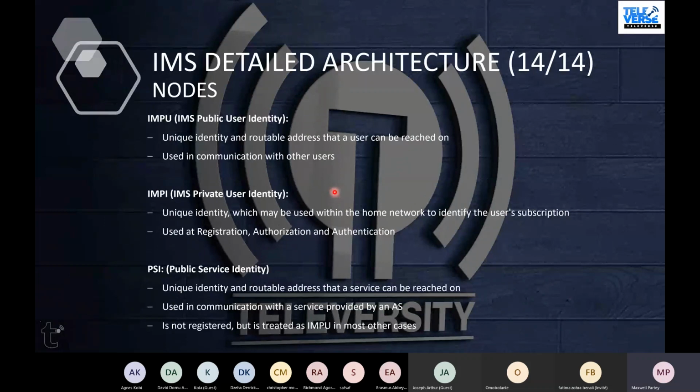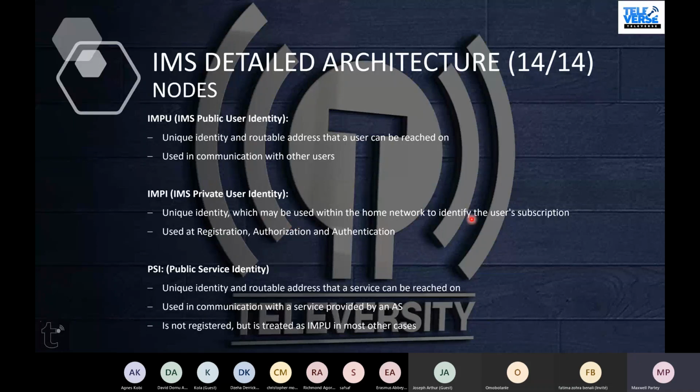Finally, we would like to talk about the different identifiers or identities in the IMS network. We have what we call the IMPU, that's the IMS Public User Identifier, which is a unique identifier and routable address that a user can be reached on, used in communicating with others. Then we have the IMPI, which is the IMS Private User Identity, which is a unique identity which may be used within the home network to identify the subscribers.